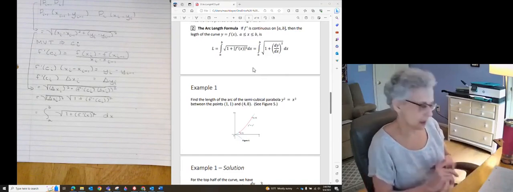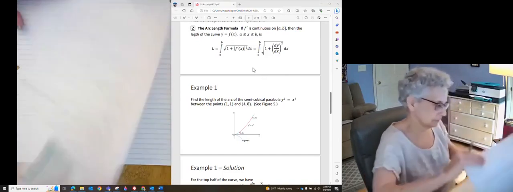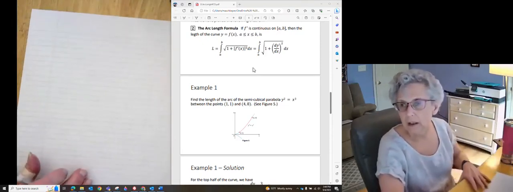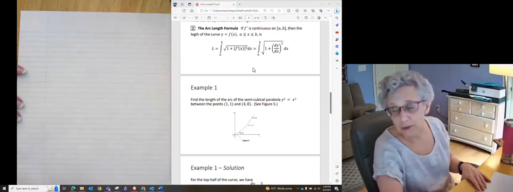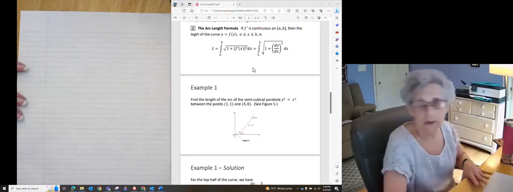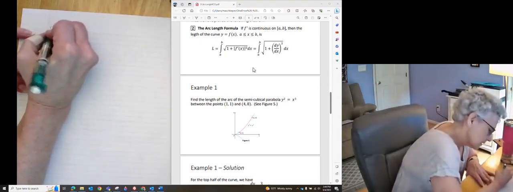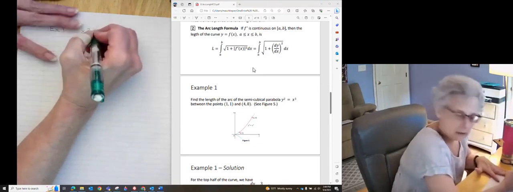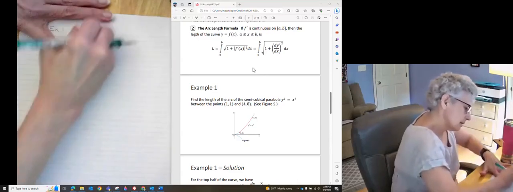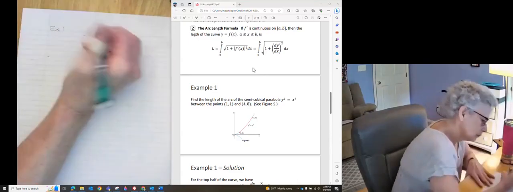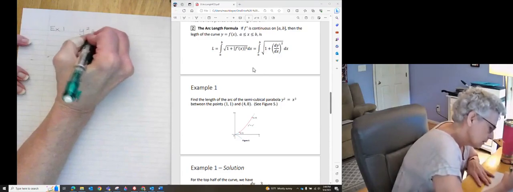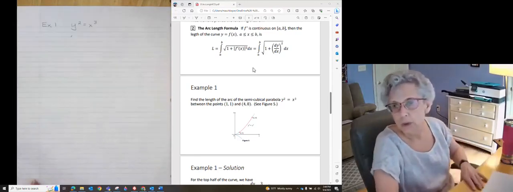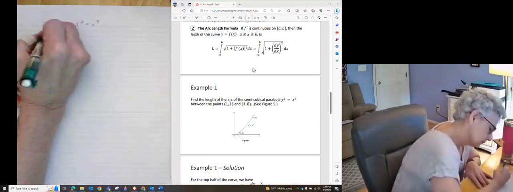So let's do an example. We want to find the length of the arc of the semi-cubical parabola y squared equals x cubed. So let's write that down. That's important. Y squared. I said y and I wrote x. Y squared equals x cubed, from 1, 1 to 4, 8.